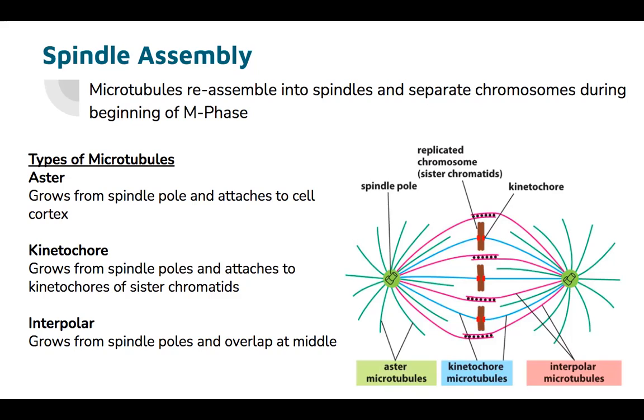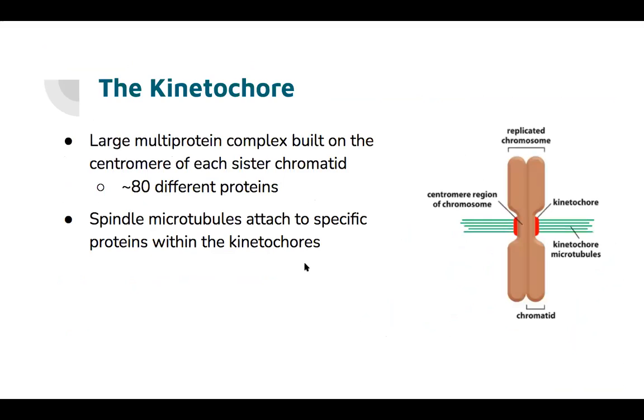Okay, so moving on to spindle assembly, which occurs in prometaphase. This is when the microtubules are reassembling into spindles so that they can separate the chromosomes during the beginning of M phase. There are different types of microtubules involved. There's the astral, which grows from the spindle pole here and attaches to the cell cortex. Then there's the kinetochore microtubule, which grows from the spindle poles as well, shown in blue, and attaches to the kinetochores of each of the sister chromatids right here. And then there's the interpolar, which grows from the spindle poles and overlaps at the middle, shown in pink. These all work together to help the division.